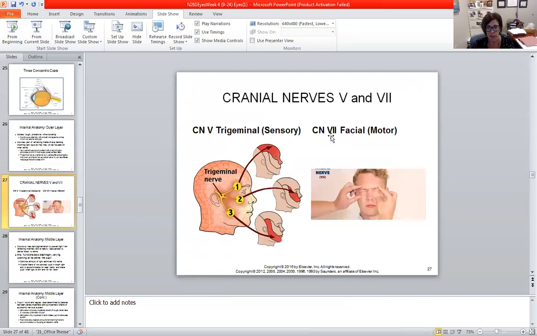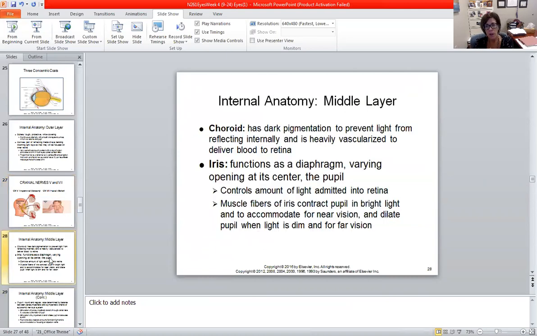Cranial nerve 7 is the facial nerve. And this is when we tell the patient, blink really hard. You get both eyes to blink and try to open them. This is the motor nerve that's actually able to keep that blink. So again, that's cranial nerves 5 and 7. So we're getting through them.